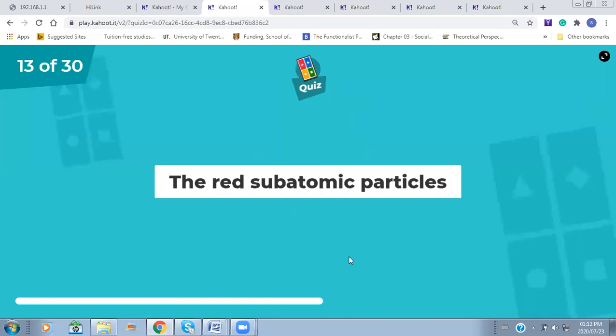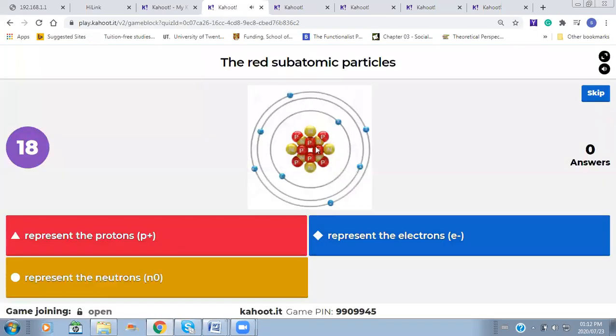The red subatomic particles. You just need to check this diagram. You have this one in the nucleus. So the red subatomic particles represent what? The protons, the electrons, or the neutrons? The clock is ticking. Let's get going.